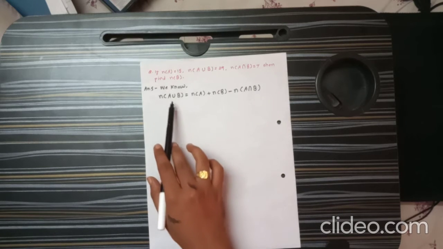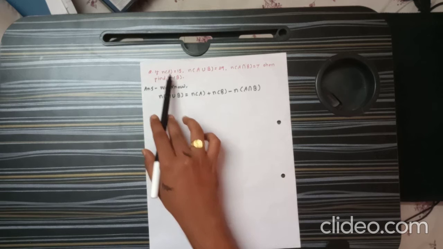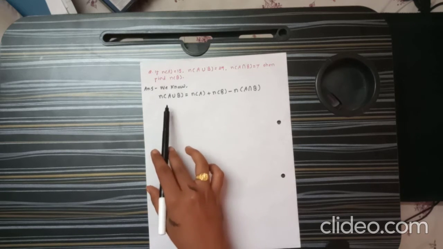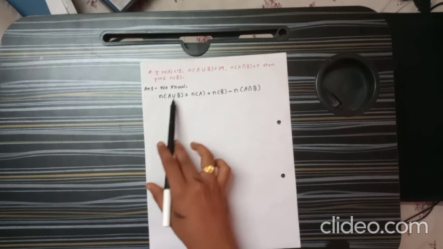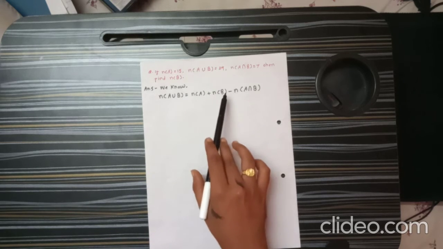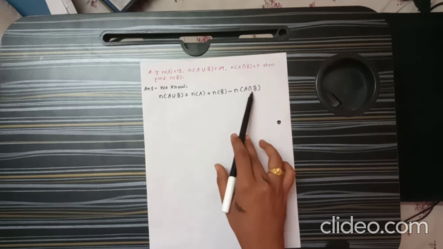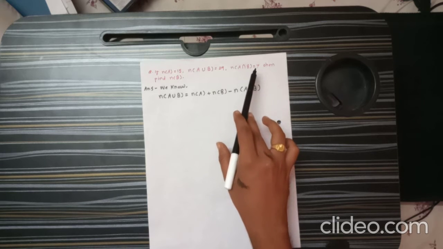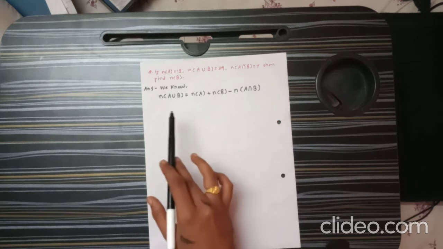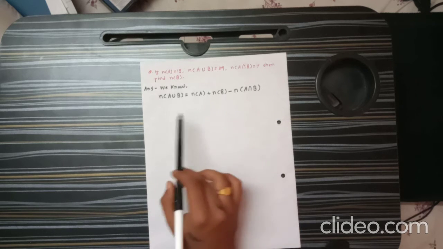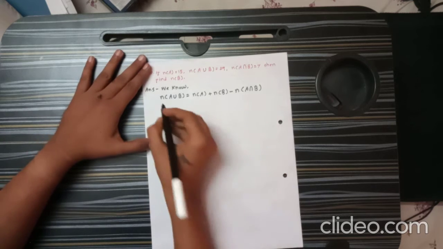In this case we have n(A) in our question, so we know the value of n(A). We have the value of n(A union B), which is 29, so this value is also known. n(B) we need to find, and we have the value of n(A intersection B), which is 7. So we have all the prerequisites to find the value of n(B). In this formula we are just going to substitute the values and find the answer. So let's substitute the values.